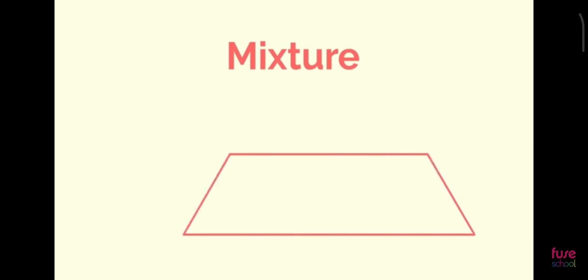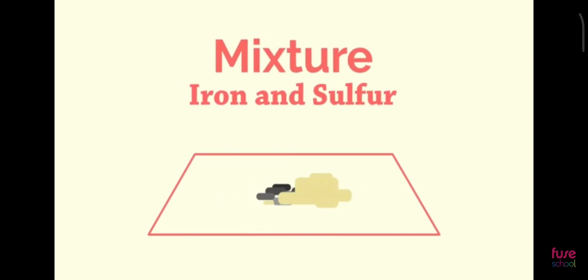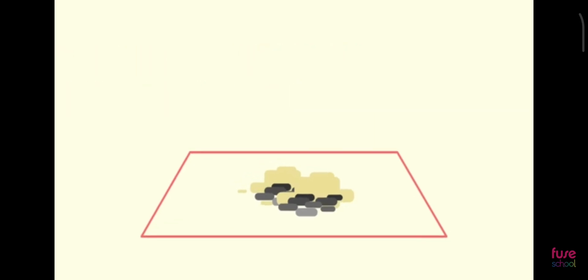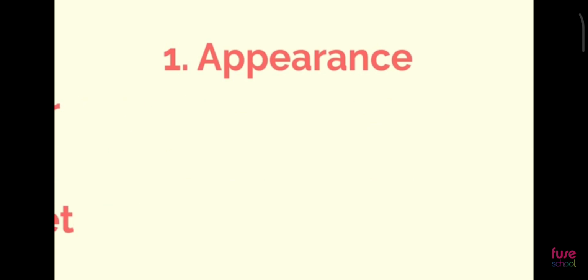So now let's look at performing those same 4 tests on a mixture of iron and sulfur. So some iron filings and sulfur powder are mixed together on a piece of paper, and we now have a mixture of iron and sulfur. If we add a bit more iron and mix, we still have a mixture of iron and sulfur. We could add a bit more sulfur and mix. It's still a mixture. As said earlier, the components of a mixture, in this case iron and sulfur, are not in fixed proportions. So let's now perform those same 4 tests on the mixture of iron and sulfur.